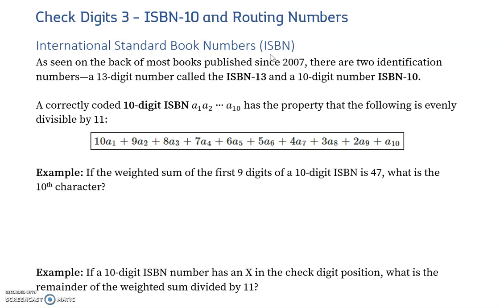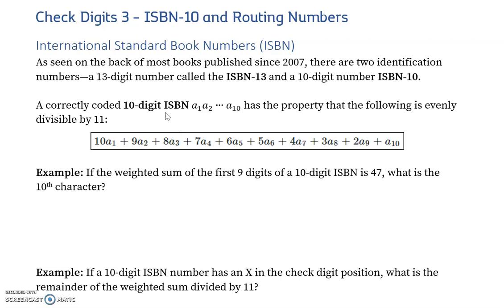So ISBN, this is an International Standard Book Number. You'll find these on every single book. And in fact, there are two different types, ISBN 10, which we're going to look at in here, and ISBN 13, which we will not look at, but if you're interested, you could take a look in the book. So basically, this one's going to be very similar to the UPC scheme that we looked at. Not exactly the same, but somewhat similar.